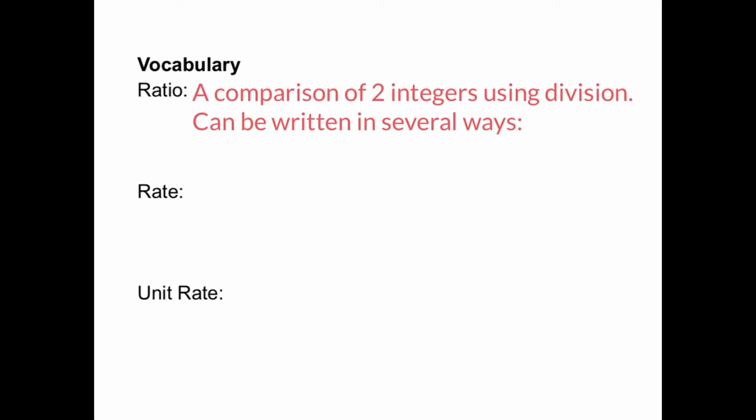A ratio is a comparison of two integers using division. It can be written in several ways. They're all going to be read the same, 5 to 1. So it can be written with the colon, the two dots in between. It can be written with literally the word to in between, or it can be written as a fraction, as division looking like a fraction.